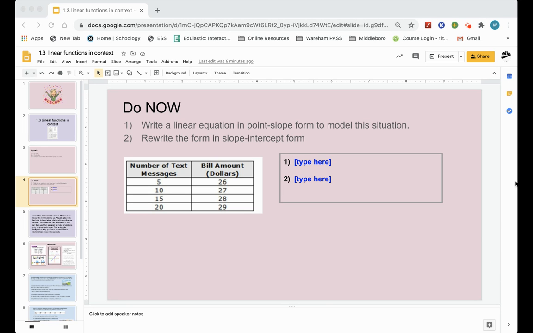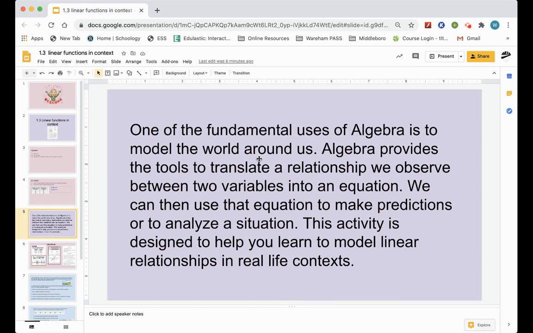So the next thing we're going to do is take a look at the next slide. One of the fundamental uses of algebra is to model the world around us. Algebra provides tools to translate a relationship we observe between two variables in an equation. We can then use the equation to make predictions or to analyze a situation. This activity is designed to help you learn to model linear relationships in real-life contexts.